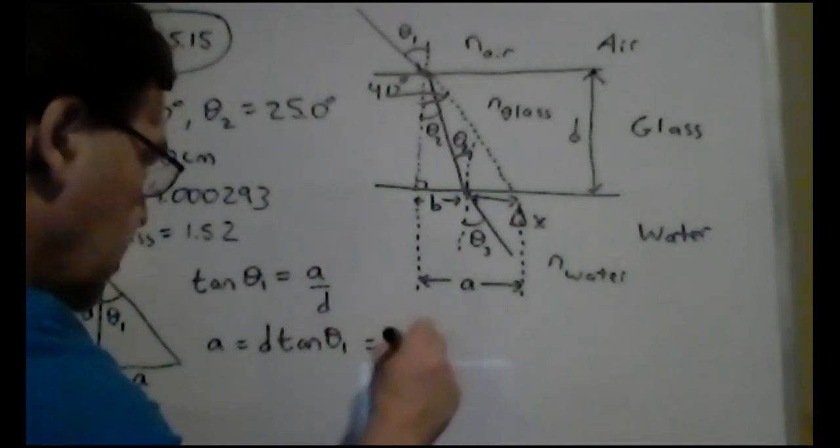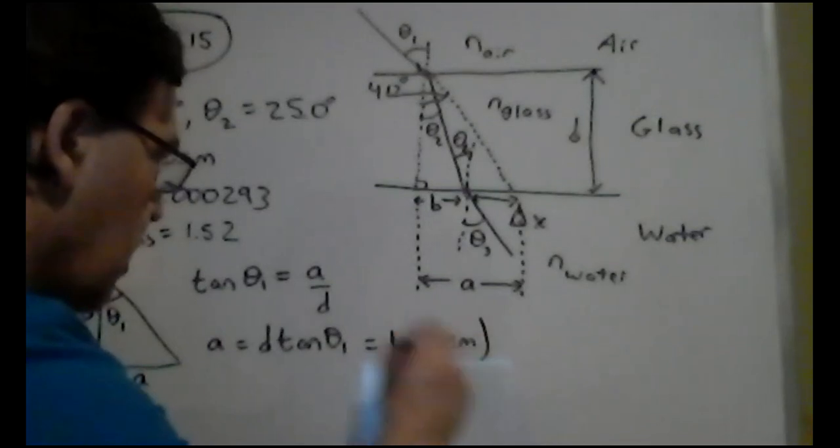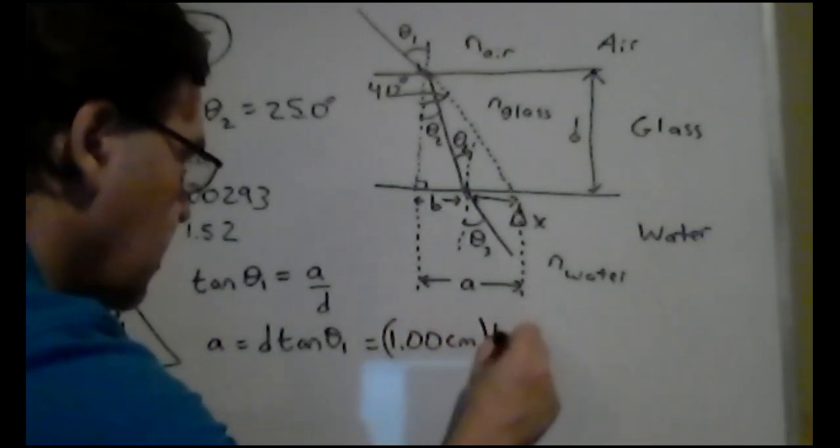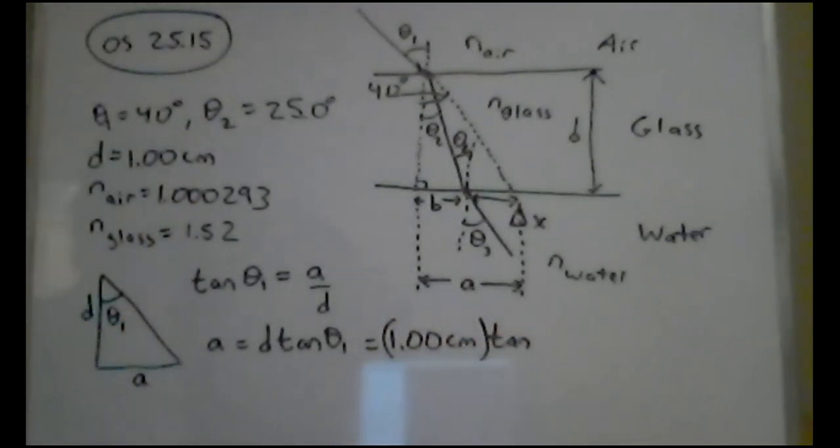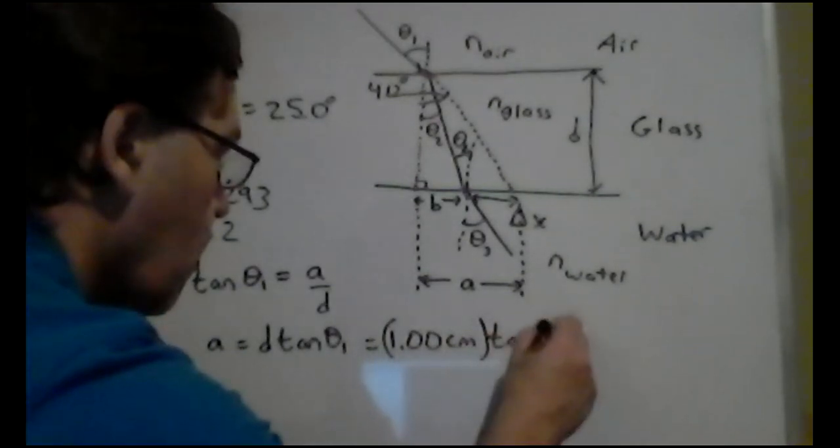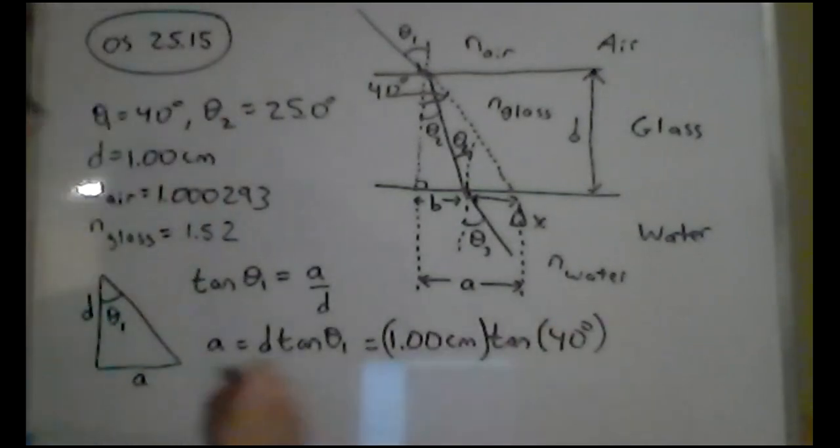or 1.00 centimeters, tangent of theta 1, which is 40 degrees. A is 0.839 centimeters.